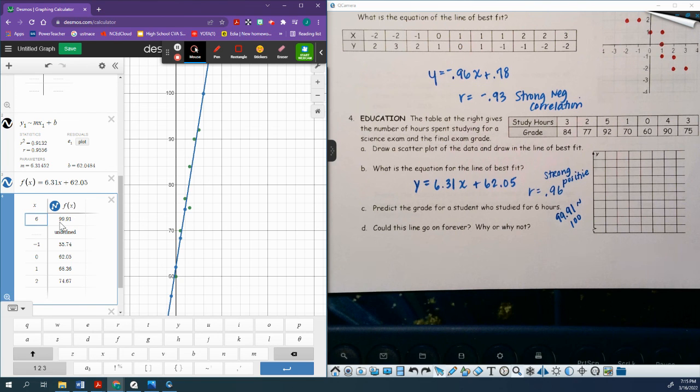We can put a 7 in our table just to see if it actually makes it better, but most of you are not going to make 106 unless the teacher obviously offers you some bonus points. But logistically, 6 hours is probably the maximum amount of study time necessary, based off of this data.